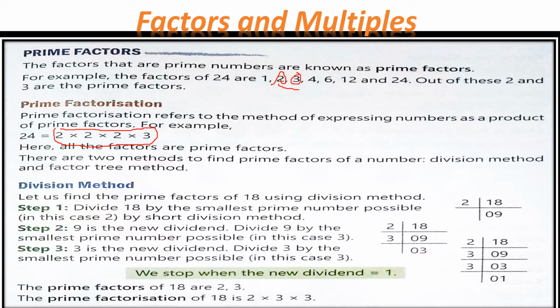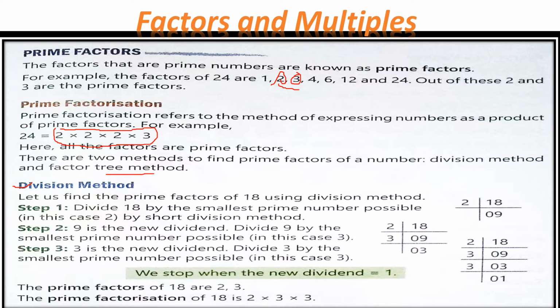The first one is the division method, the short division method as we have learned in class 3. Do you remember or not? In the same way we have to do here also. The first one is the division method and the second one is the tree method. First we will discuss the division method. Let us find the prime factorization of 18 using the division method. So what to do? Divide 18 by the smallest prime number possible.